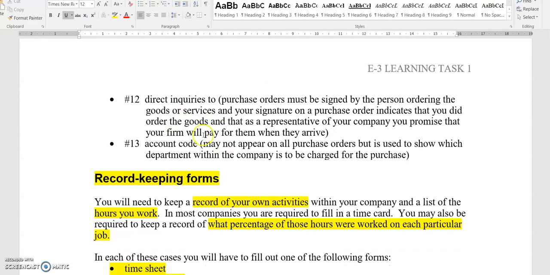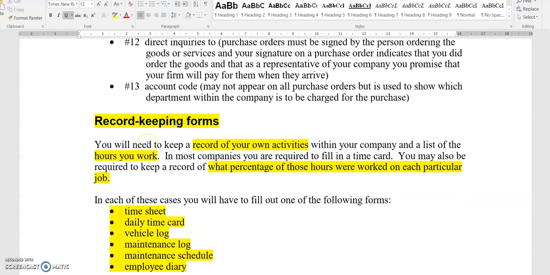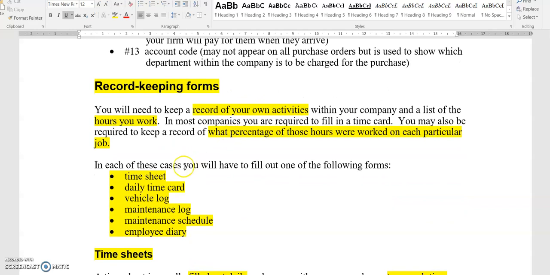Record keeping forms. So far we've covered business forms. With record keeping forms, there might be timesheets, daily time cards, vehicle logs, maintenance logs, maintenance schedule, and employee diary. So at your place of work, you may be keeping track of your own activities. So this is just your regular workday record of your own activities. So you come at 7 o'clock, you punch in, and you punch out at 3 o'clock, therefore you get paid for 8 hours. So that's your own activities at the job site.